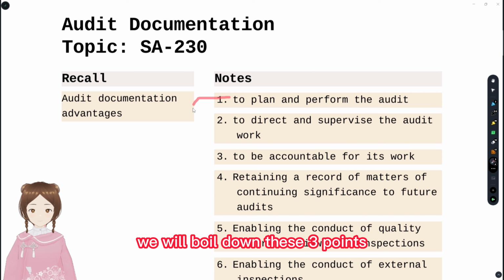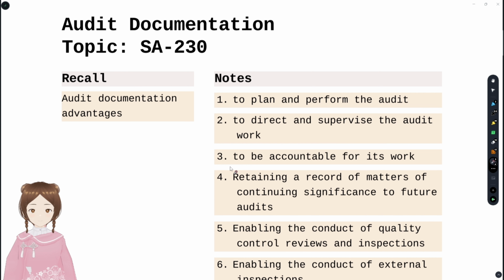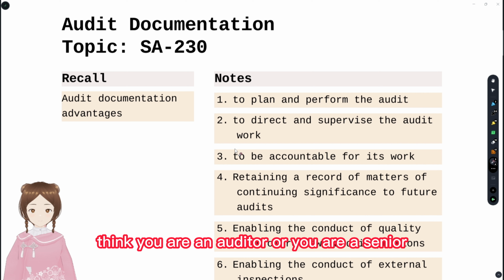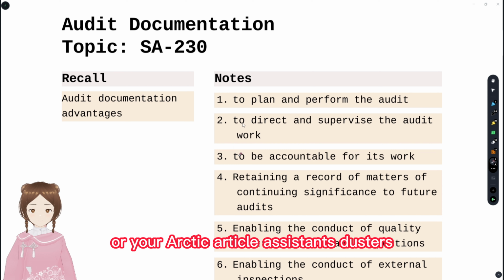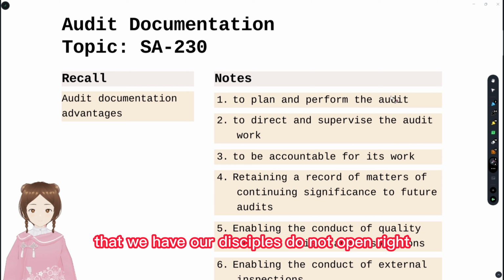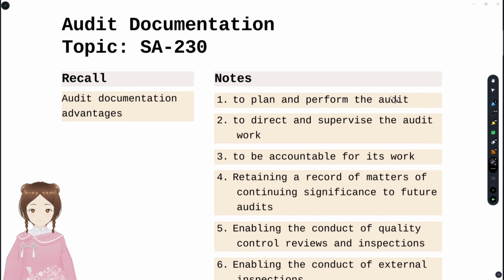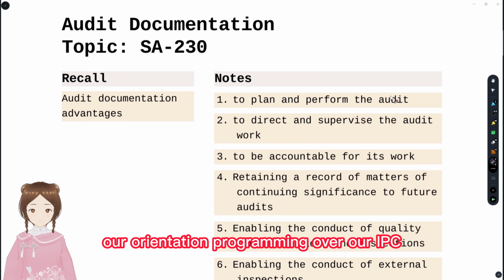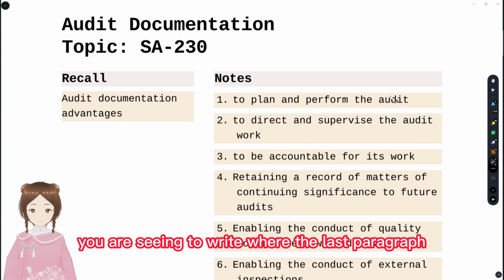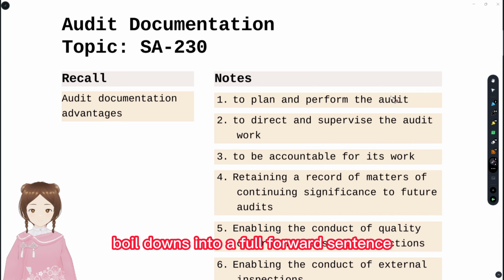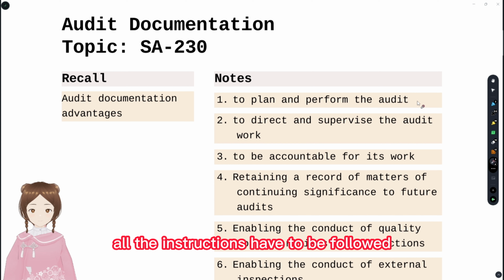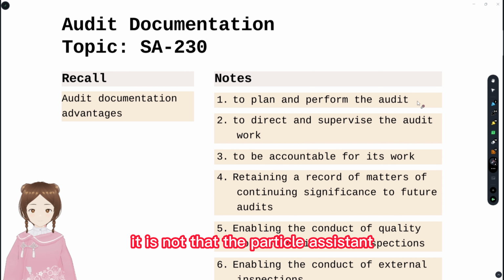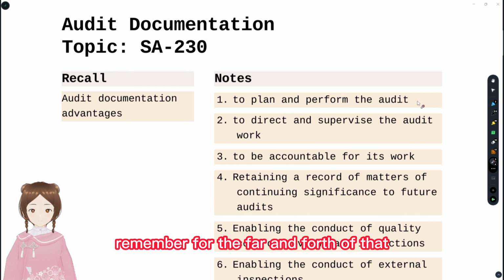We'll boil down these three points into a single scenario. Think you are an auditor, or a senior, who gives oral instructions to your team members or your article assistants. It would be like the Chinese whisper that we discussed in our orientation program in IPCC or CA Inter, where a large paragraph is boiled down into a four-word sentence. It shouldn't be like that. All the instructions have to be followed. When you give 10 instructions, it is not that the article assistant remembers 4 to 5 and performs those.